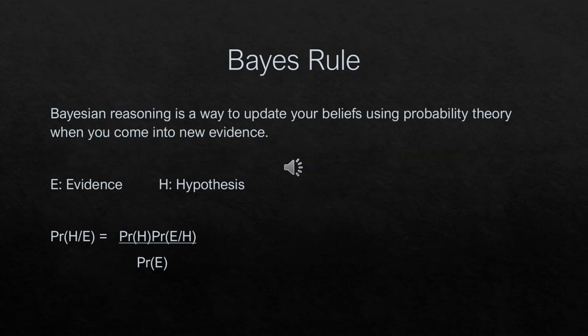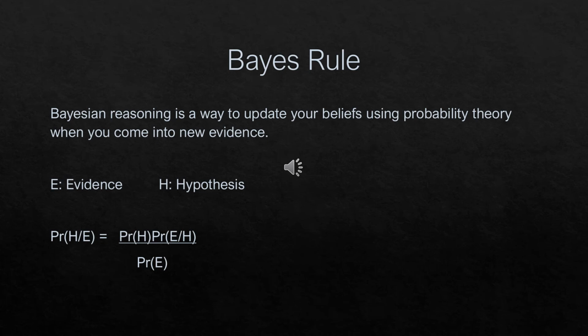All right, and this brings us to a discussion of Bayes' rule, and this begins the wrapping up phase of this discussion. Bayes' rule, Bayesian reasoning, is a form of probabilistic reasoning, and it's a way to update your beliefs using probability theory, particularly when you come to have new evidence. One thing that's worth pointing out here, we're introducing another letter, the letter H. The letter H here means hypothesis. The letter E still means evidence.